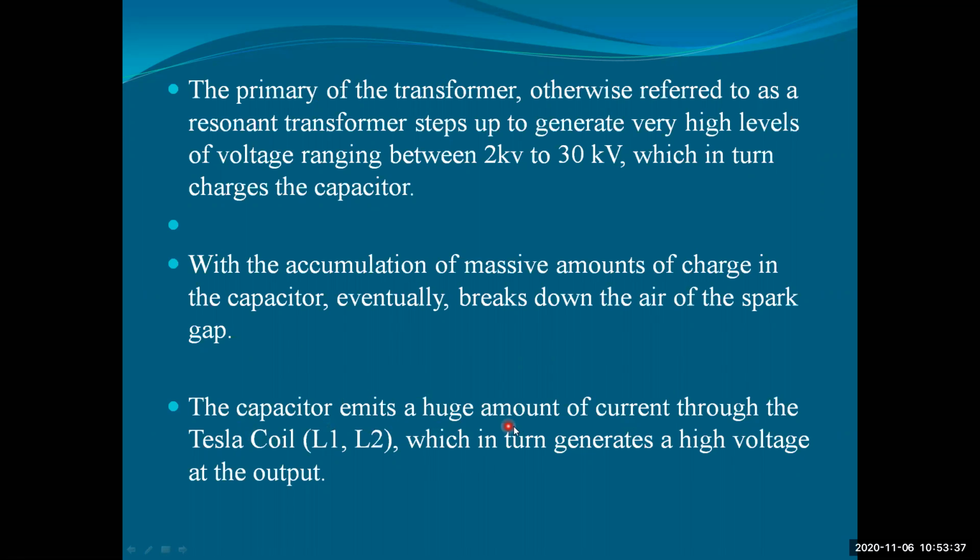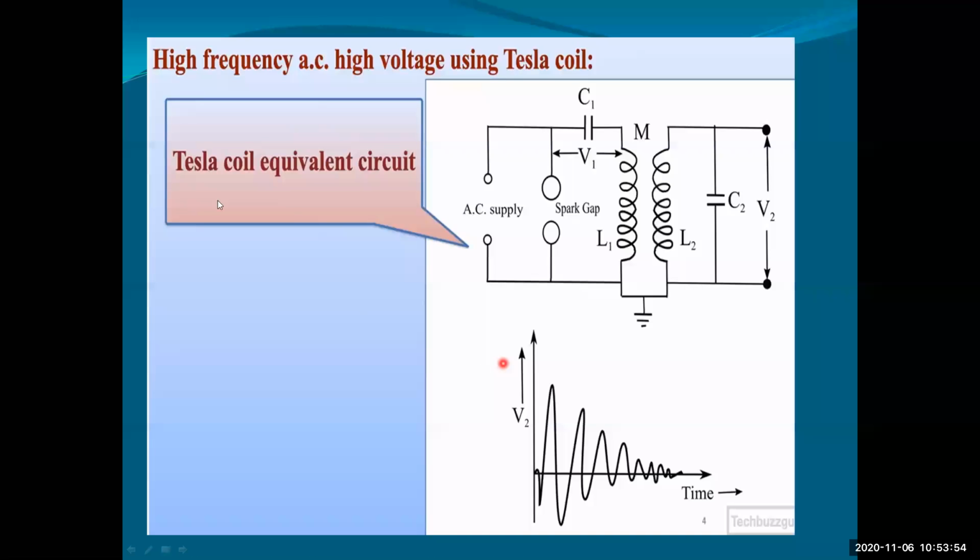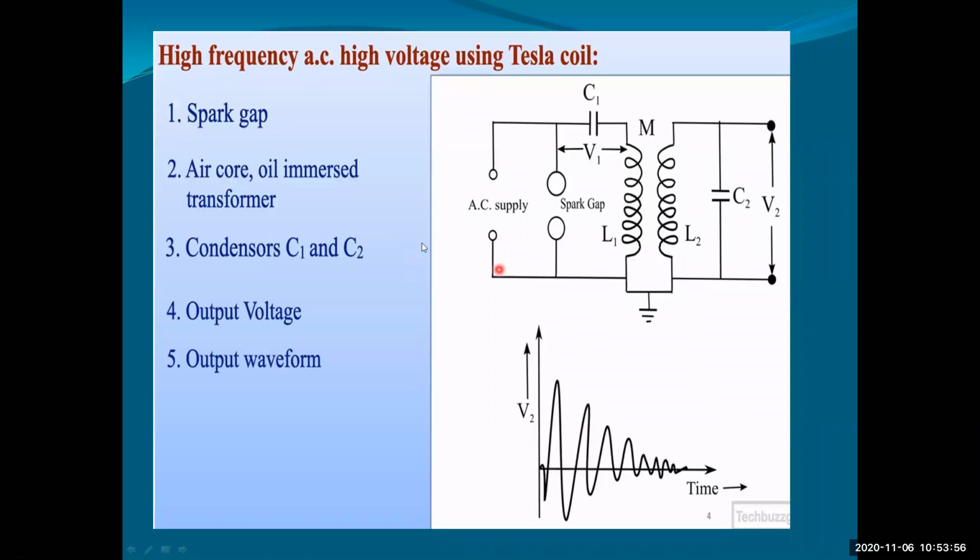The capacitor emits a huge amount of current through the Tesla coil L1, L2, which in turn generates high voltage at the output terminal. Understood? So this is the circuit diagram.